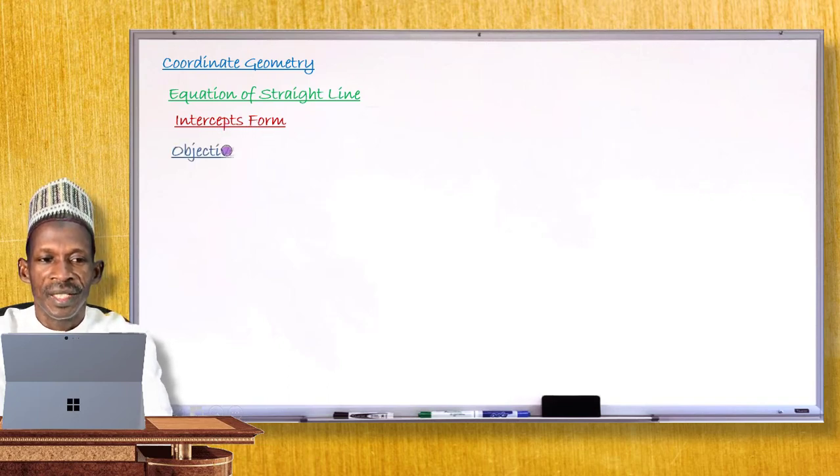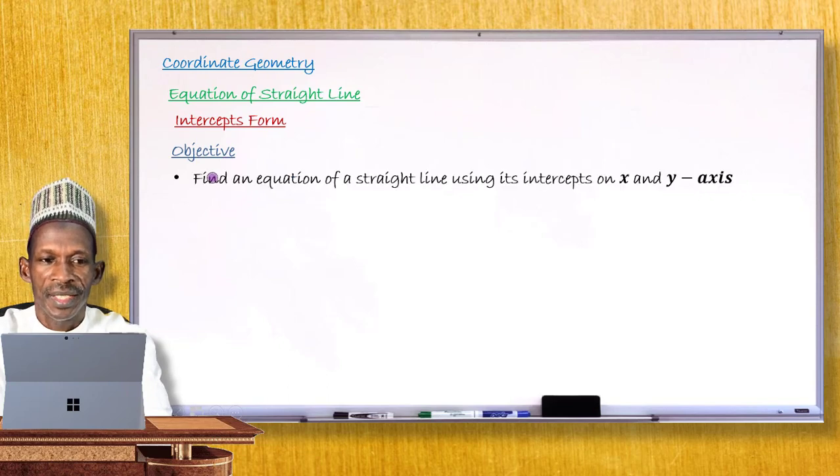So let's begin. After completing today's lesson, you will be able to find the equation of a straight line using its intercepts on the x and y axes. So if you have the intercepts on the x-axis and the y-axis, you'll be able to write the equation of that line. This is what I hope you'll be able to do after completing today's lesson.